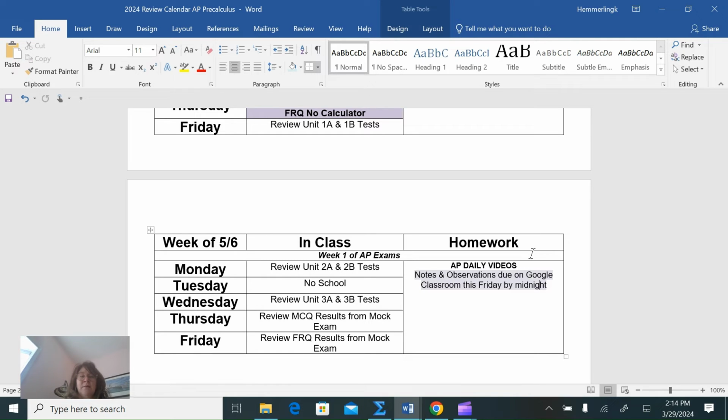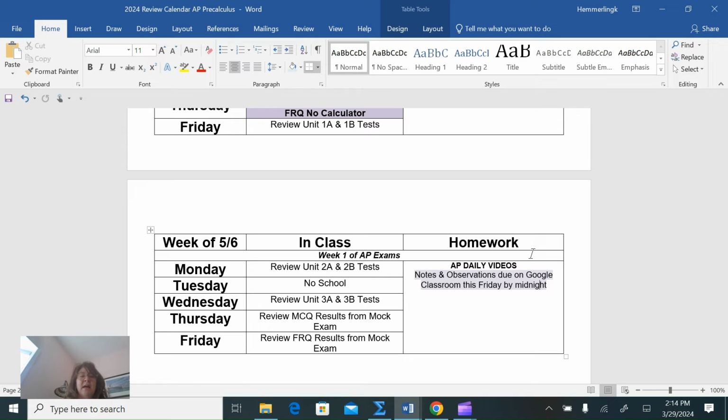I will be grading the mock exams using the scoring guidelines that were published by College Board. And then on Thursday and Friday of that week, I'll pass back their mock exam. We'll review the multiple choice questions on Thursday and the free response questions on Friday.